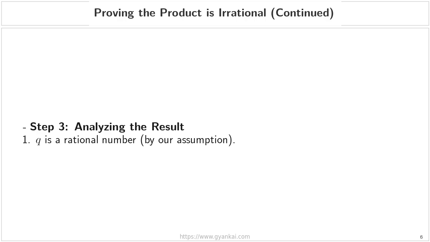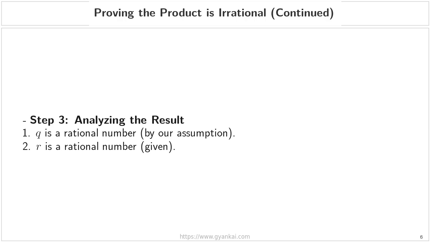Proving the product is irrational, continued. Now that we have isolated the irrational number in the previous step, let's move on to step 3, where we analyze our result. Take a close look at the expression we just created. x equals q divided by r. To see why this leads to a problem, we need to examine the components of this fraction. First, remember our initial assumption from slide 4, where we assumed that the product was rational. Therefore, we know that q is a rational number.